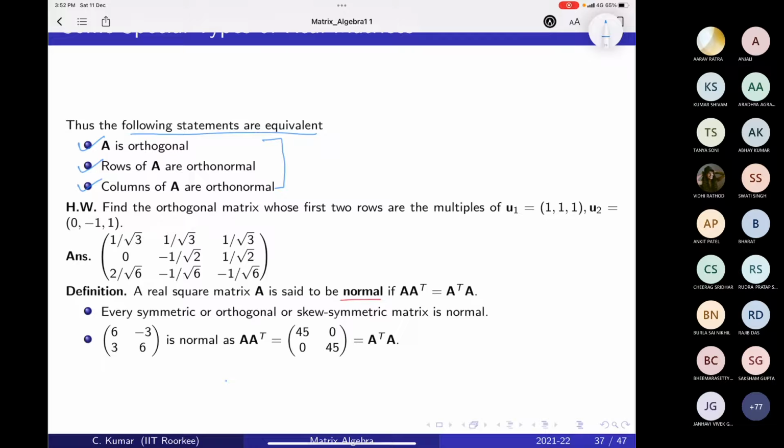This means that if I give you a matrix and ask you to show that this matrix is orthogonal, then you can show that the rows of this matrix are orthonormal. If you show this, then immediately you can say that the matrix A is orthogonal. Or you can show that the columns of A are orthonormal. Then also you can immediately say that A is orthogonal. Fine?